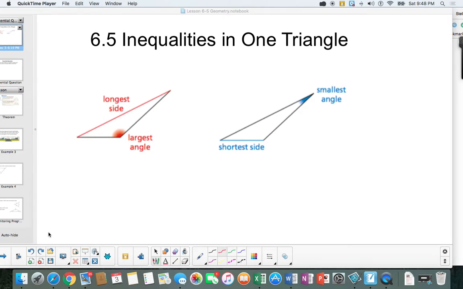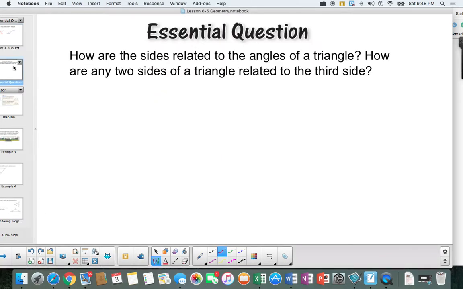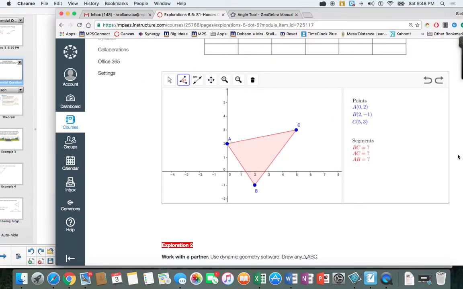6.5 Inequalities in one triangle. Essential question: how are the sides related to the angles of a triangle? How are any two sides of a triangle related to the third side? Let's go to exploration 6.5 to do this comparison.